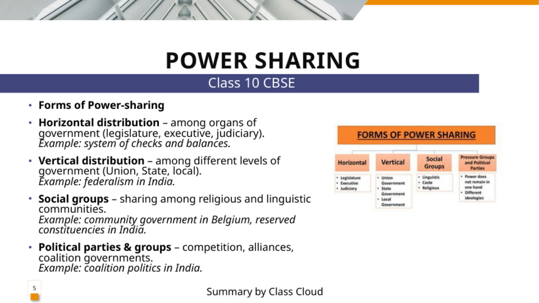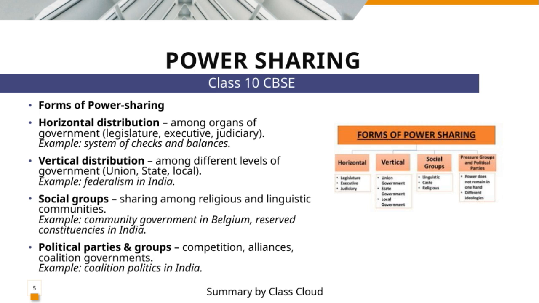This is a key feature of federalism in India, ensuring that different levels of government have their own specific powers. Then we have social groups, which involves sharing power among religious and linguistic communities. For instance, in Belgium, community governments help manage different linguistic groups, and in India, reserved constituencies ensure representation for marginalized communities. Finally, political parties and groups play a role through competition, forming alliances, and coalition governments. An example here is coalition politics in India, where different parties come together to form a government and share power.